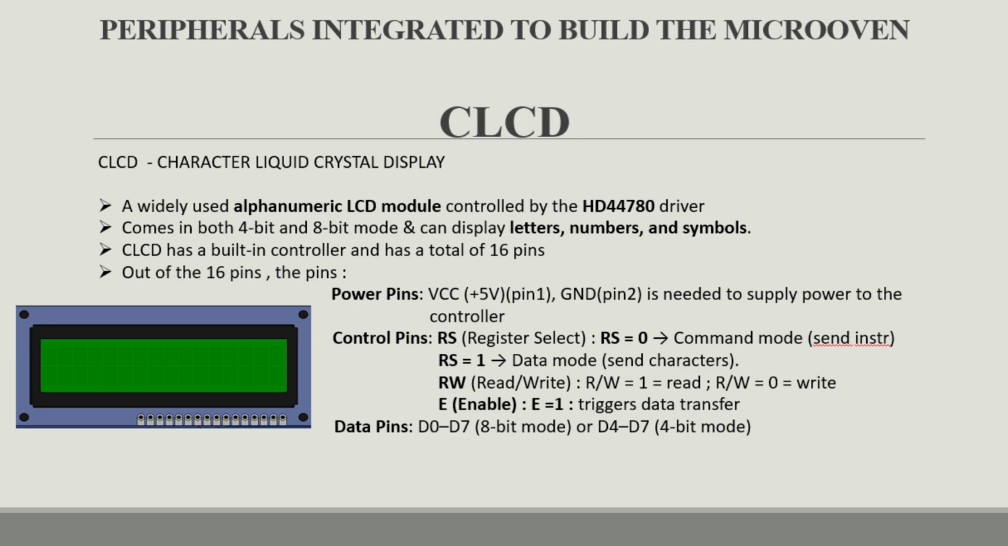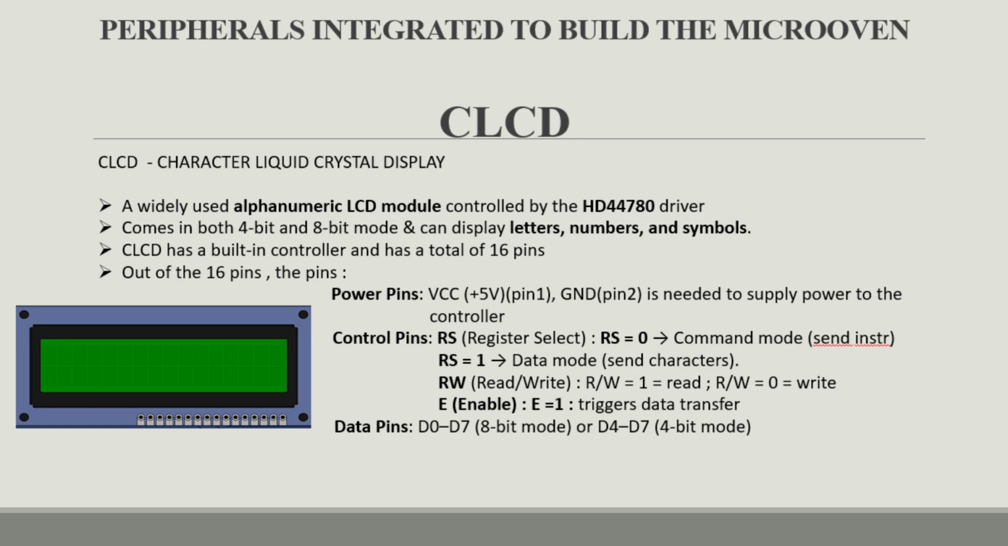The display is capable of showing letters, numbers, and symbols, making it useful for providing status updates or user instructions in embedded systems. Further, taking a look at the pin configurations, the CLCD module has 16 pins categorized into the power pins, which are the VCC plus 5V pin, pin number 1, which provides power supply to the display, and the ground pin or pin number 2, which connects the CLCD to the ground.